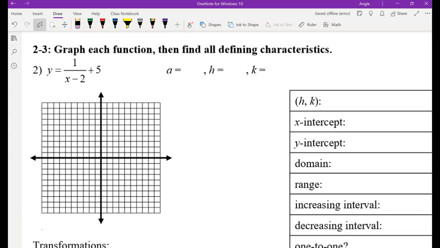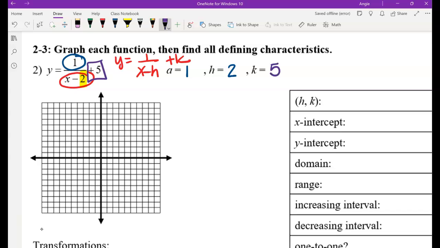So 2 is 1 over x minus 2, plus 5. Remember, this is y equals 1 over x, and then we have minus h and then plus k. So because this is a minus 2, your h is going to be 2. Your a, this is your leading coefficient, so that's going to be 1. And then your k is going to be the number that's added or subtracted behind the fraction. So in this case it is 5.